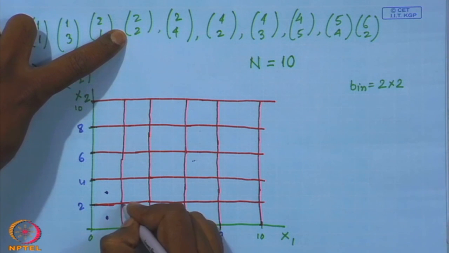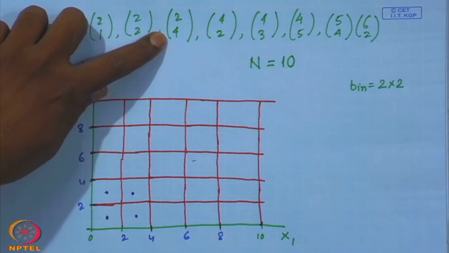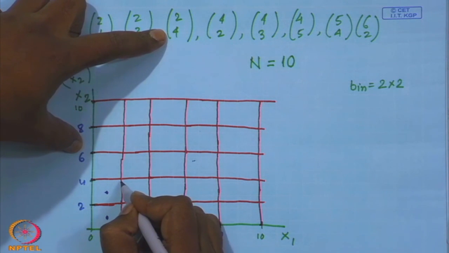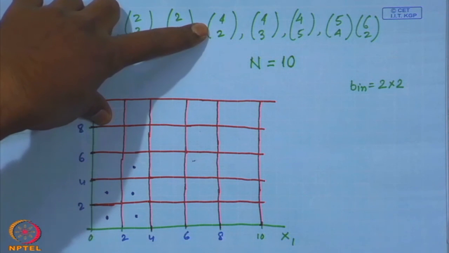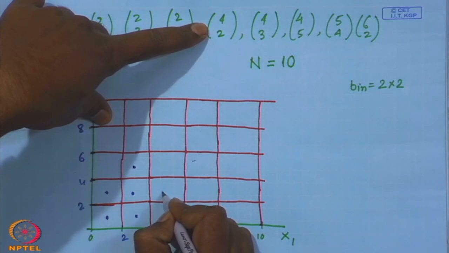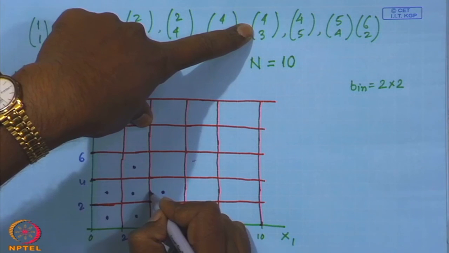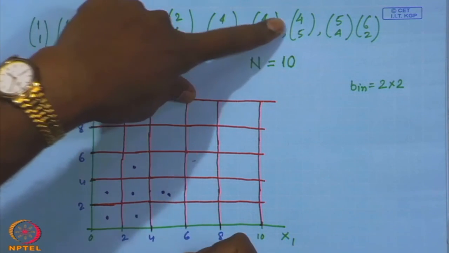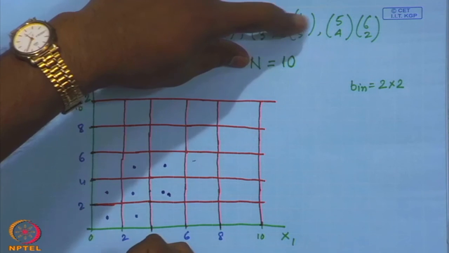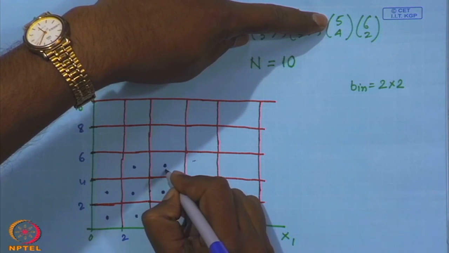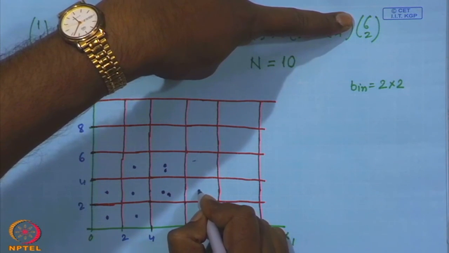(2, 2) is this point, but by convention, as we said, we assume that it falls within this bin. (2, 4), again, by convention falls in this bin. (4, 2) by convention falls within this bin. (4, 3) is somewhere over here, and by convention I assume it falls within this bin. (4, 5), (5, 4) and (6, 2) are handled the same way.